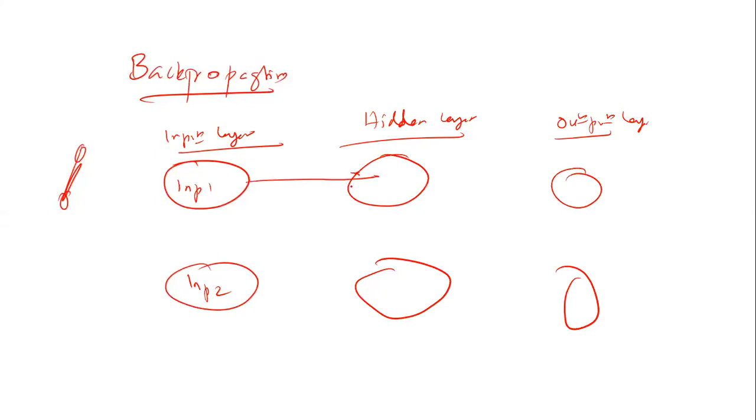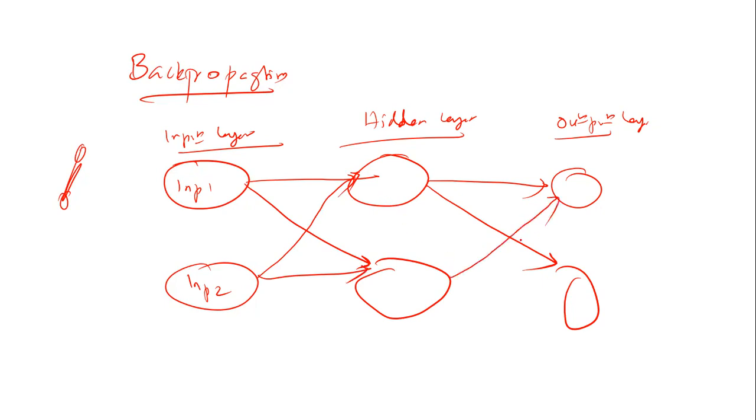Here, this one is connected to this one, and this one also connected to this one. And this one is connected to this one, and this one is connected to this one. And we are left with another neuron. This neuron will get connected to this one, and this one will get connected. That is how it works. There is no gap. All the neurons should have a link with every neuron in the next layer.